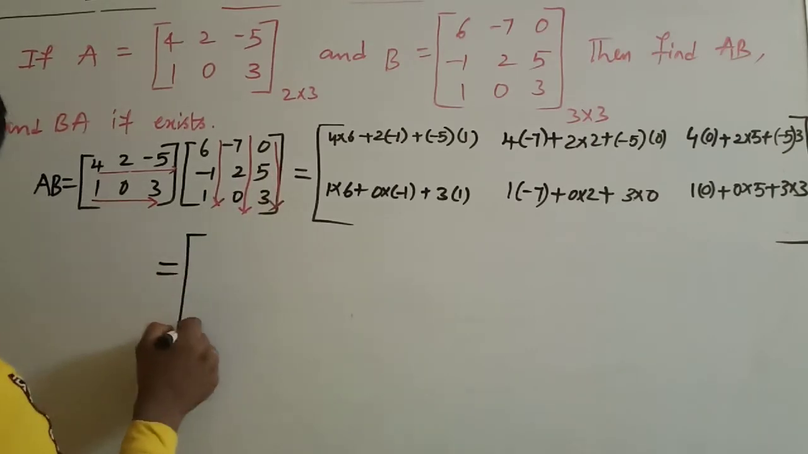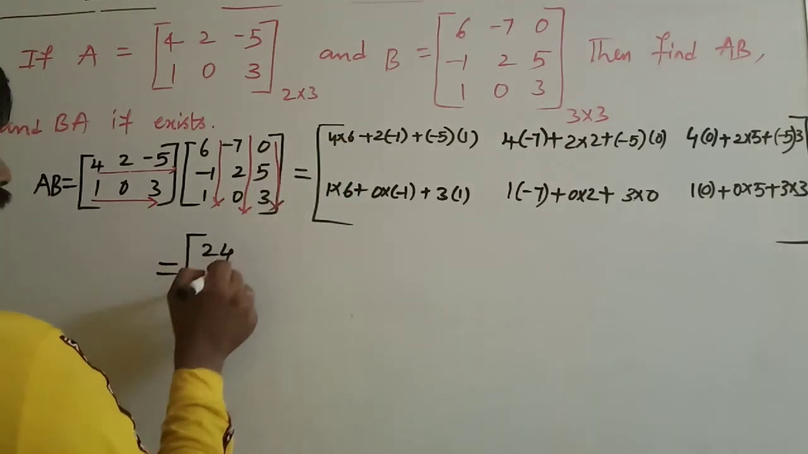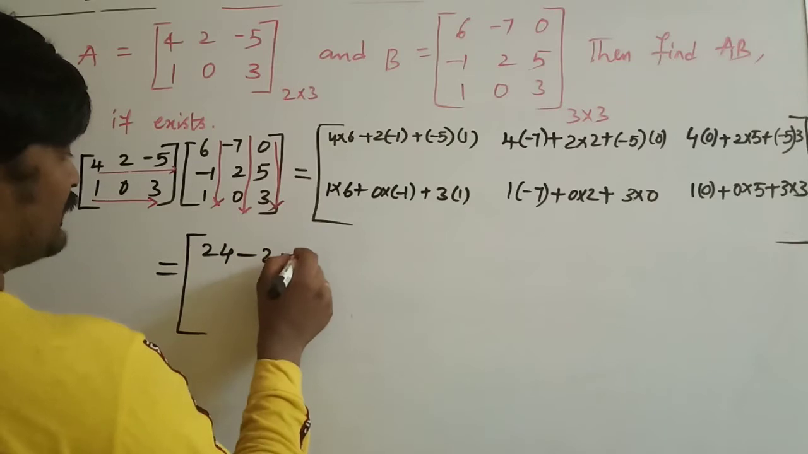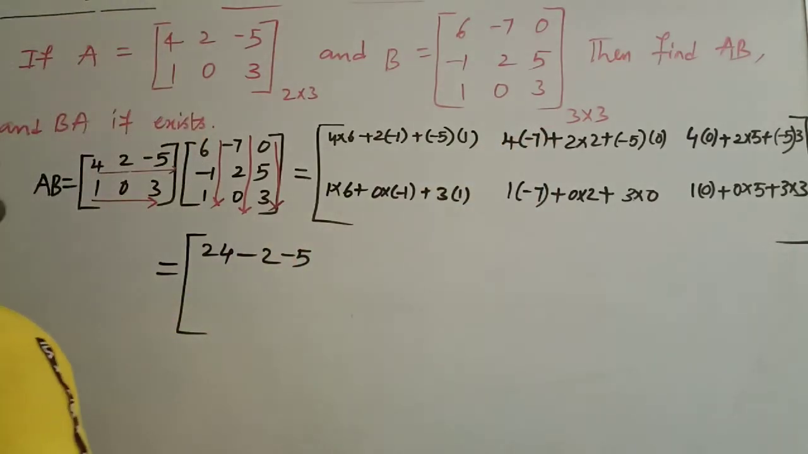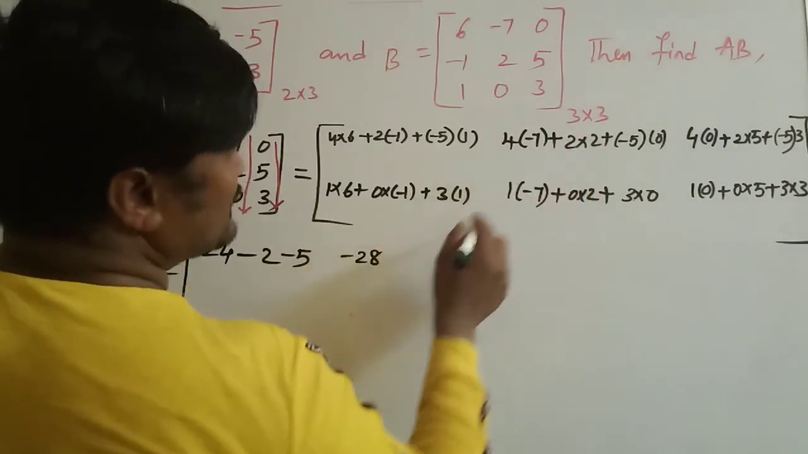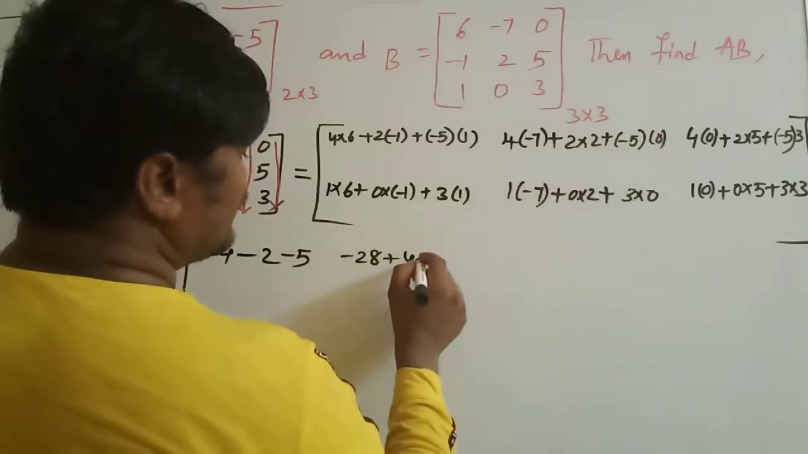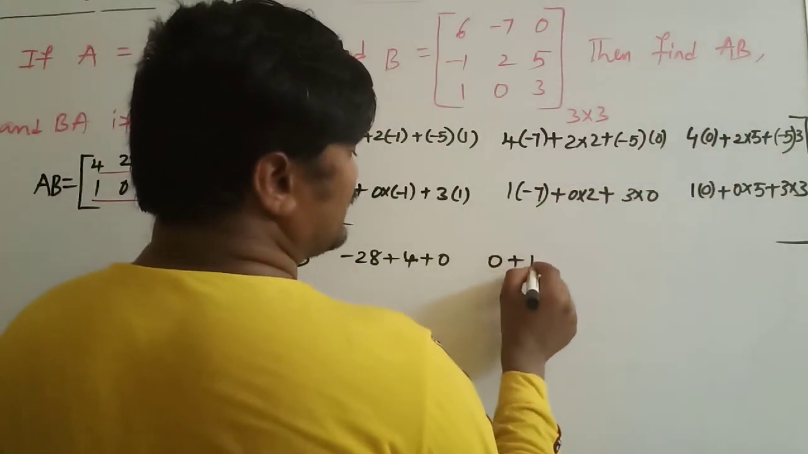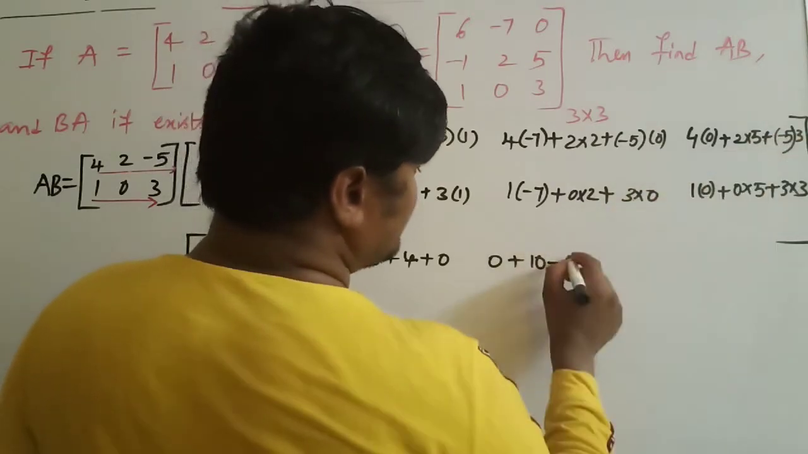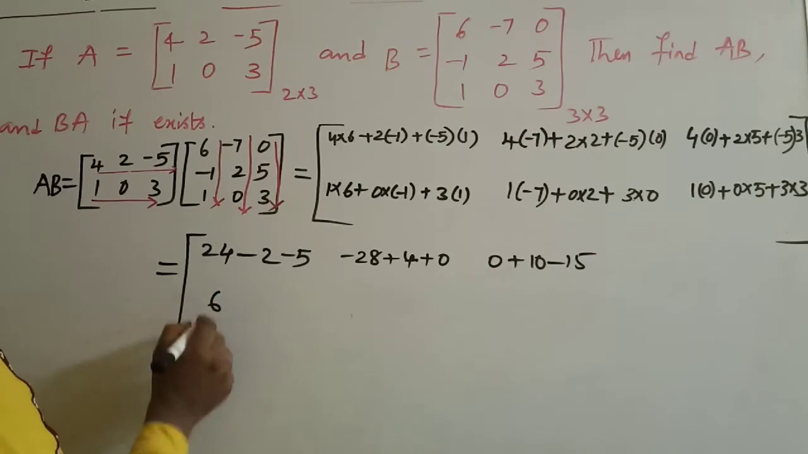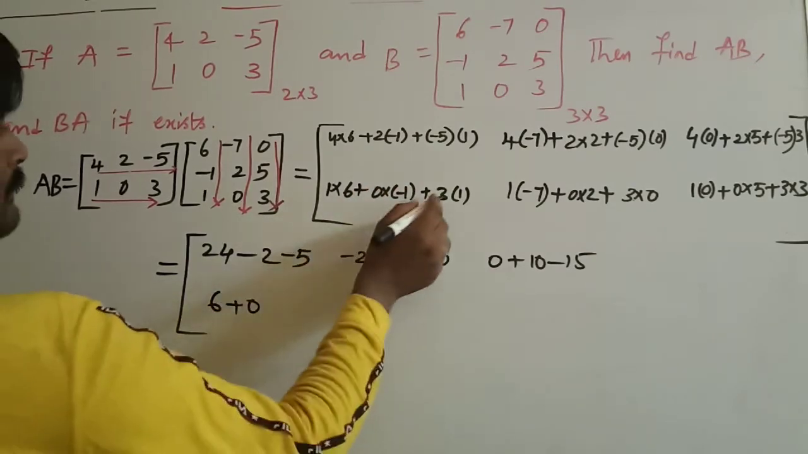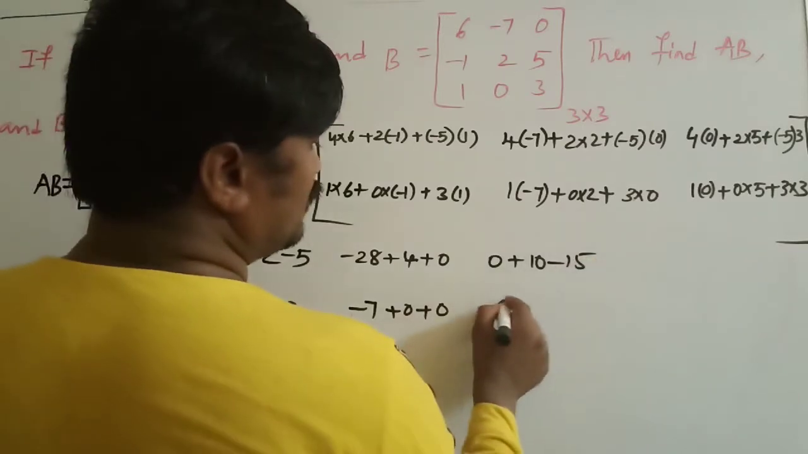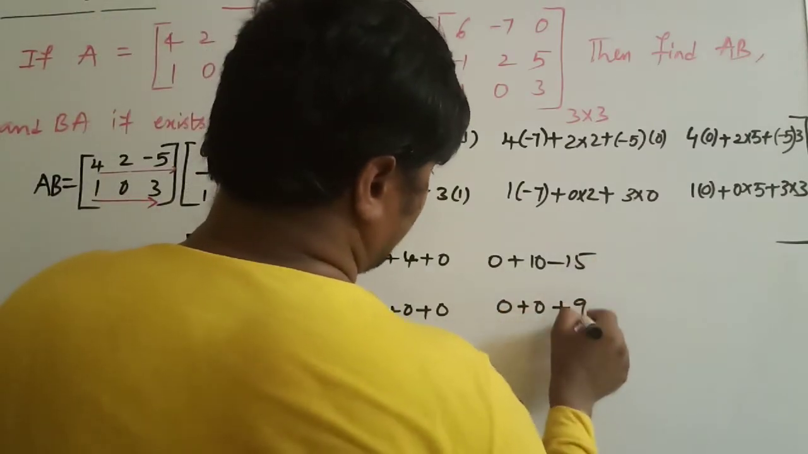Let me go for the second one now. 4 6s are 24, plus into minus minus, 2 1s are 2, plus into minus minus, 5 1s are 5. Now 4 into minus 7, minus 28. Now plus 2 2s are 4, and minus 5 into 0, 0 into any number becomes 0. Next 0 into any number, 0, plus 2 5s are 10, plus into minus minus, 5 3s are 15. Same method now here, 1 6 is 6, 0 into any number, 0, plus 3 into minus 7, plus 0 plus 0, and 0 plus 0 plus 3 3s are 9.